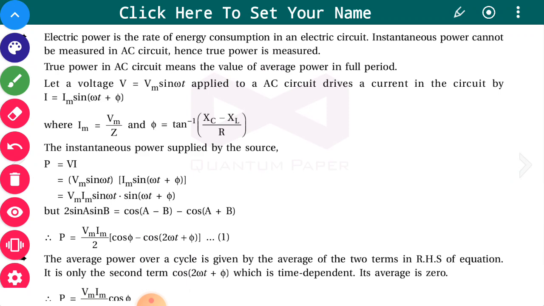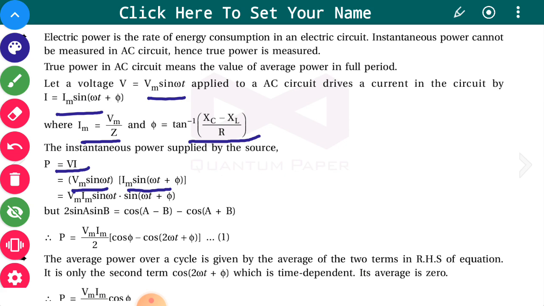Now as you know, voltage in the circuit is Vm sin omega t, and current in series LCR circuit is Im sin(omega t plus phi). As you know, Im is Vm upon Z, and we know that phi is tan inverse of (Xc minus XL) upon R. Now instantaneous power is V into I. Now V is Vm sin omega t, I is Im sin(omega t plus phi).